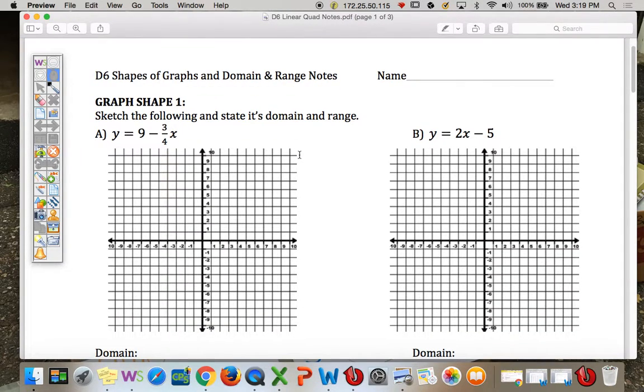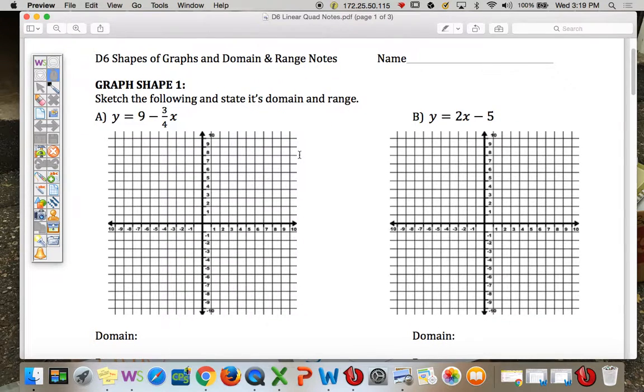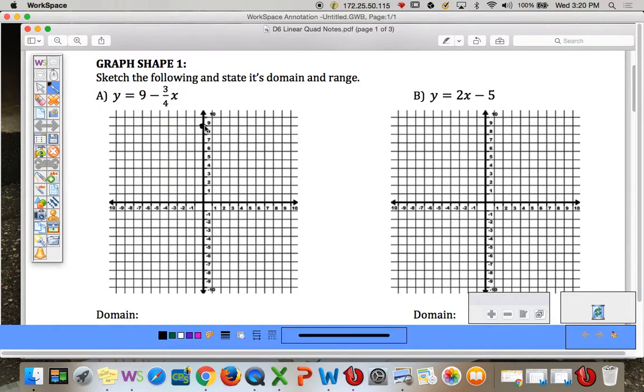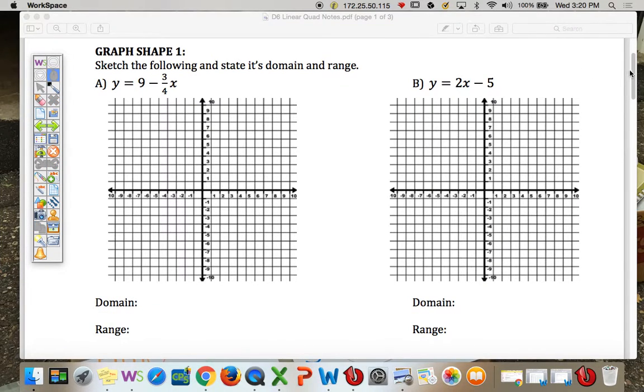Today we're going to look at shapes of graphs and also the graph's domain and range. So the first type of graph that we're going to look at is like this. Slope and y-intercept. Let's try graphing the first one, 9 minus 3/4 x. So this one starts at 9. Actually, I'm going to move this down before I graph it.